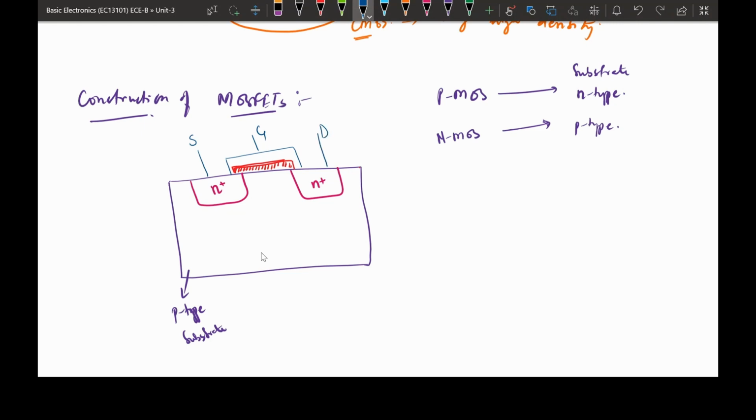And a metal layer will be there at the bottom. The metal layer is basically used for making connections. Whenever we use metal, we are making a connection. So at the bottom there will be a metal layer, and this will be the terminal called body. This region is of P type.